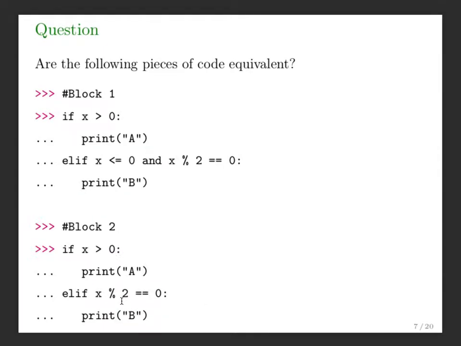Okay, so here are two blocks of code, right? And recalling the definition of equivalent being gives the same output for all the same inputs, are these two blocks of code equivalent? So I have block 1, which is an if-else-if statement. If x is greater than 0, then print A. Else if x is less than 0 and x is even, print B. And block 2 is the same thing, except I remove the condition here. Are they equivalent pieces of code?